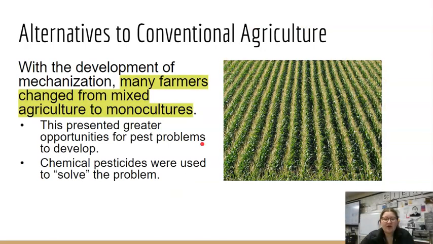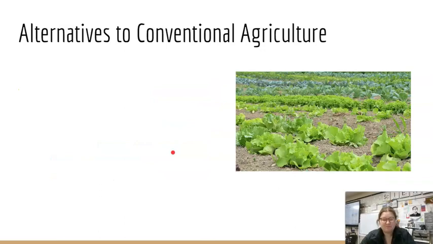So, with the development of mechanization, like the machinery that farmers can now use, many farmers changed from mixed agriculture to monocultures. Monocultures being they're growing one thing, at least on a big area of land. This presented greater opportunities for pest problems to develop. You don't have that diversity in the plants around. Usually when there's diversity, there are not so many pests going after that one thing, and also some plants naturally repel pests. So when plants were mixed, pests were less of a problem. Because they became more of a problem, chemical pesticides were used to solve that problem.